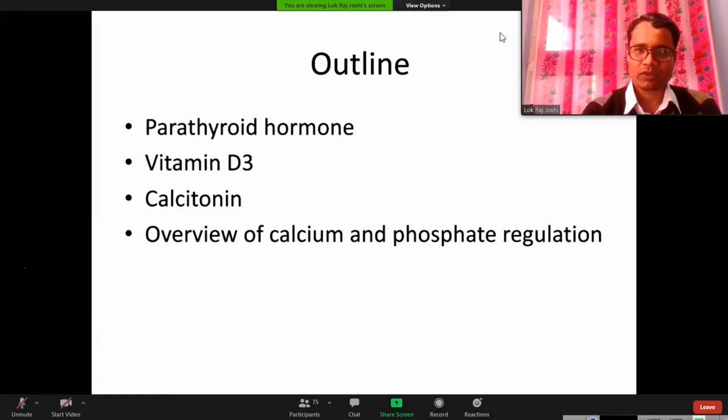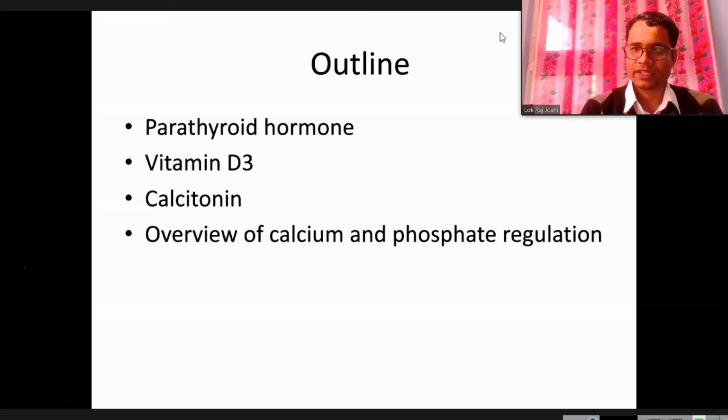And here we will study parathyroid hormone. Vitamin D3. It is also considered a hormone because it has activities similar to hormones, though it is also found in some dietary sources. Then calcitonin, it is also one hormone. We have mentioned briefly about this one in the thyroid gland, and then we will discuss an overview of calcium and phosphate regulation. Before going to the hormones directly, we will discuss something about calcium and phosphate.